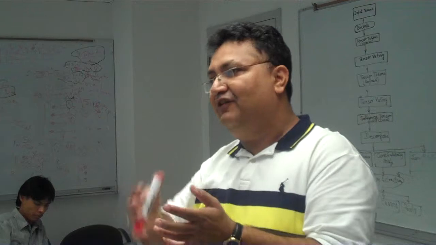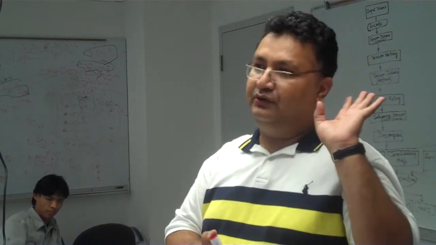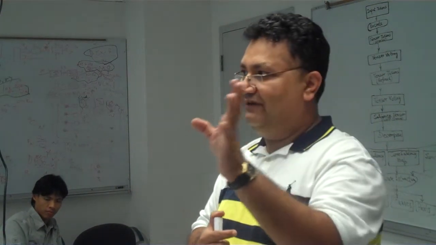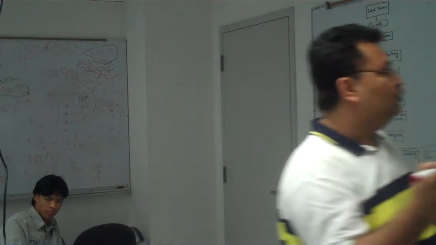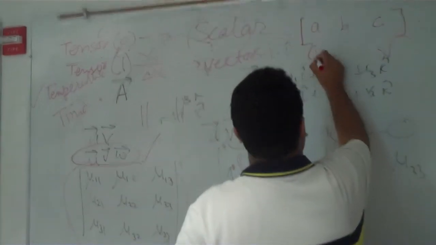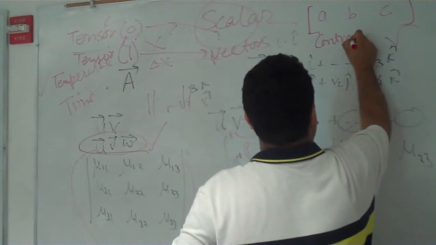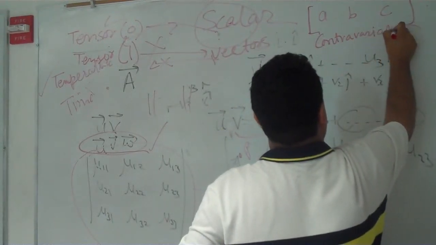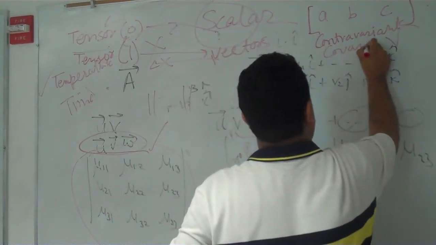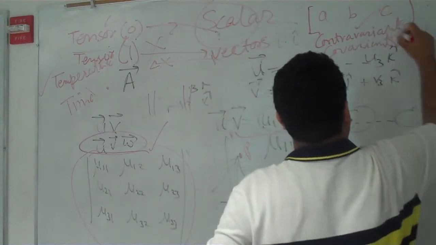Tensors were used by Einstein for the theory of relativity. That's why I have heard about them everywhere. Basically, there are two types of tensors: contravariant and covariant.